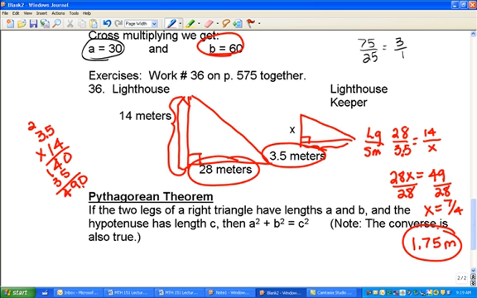Okay, and last of all, we have the Pythagorean theorem. If we have a right triangle, and the two shorter legs are labeled A and B, the third one opposite the right angle called the hypotenuse, labeled C, then what we know is a squared plus b squared equals c squared.